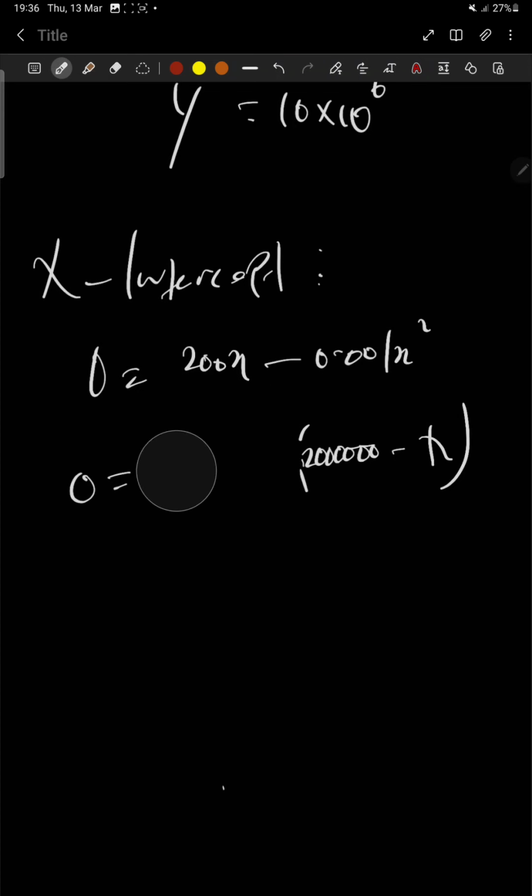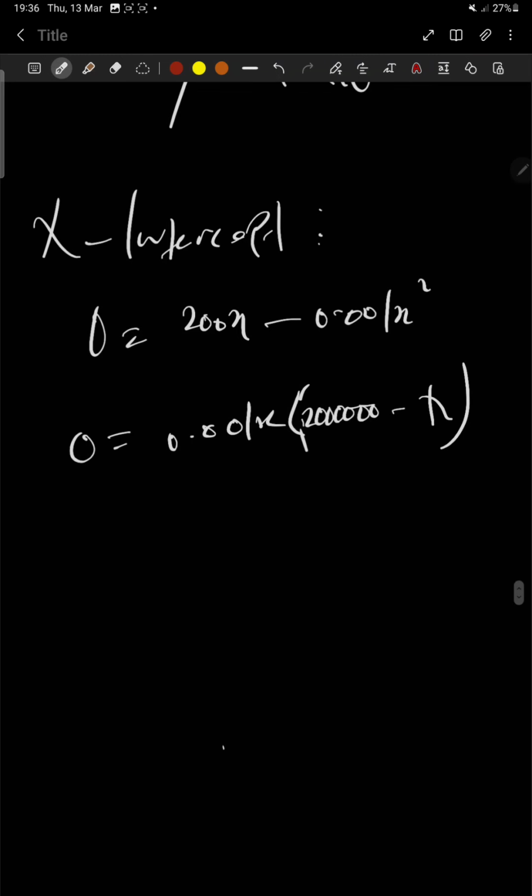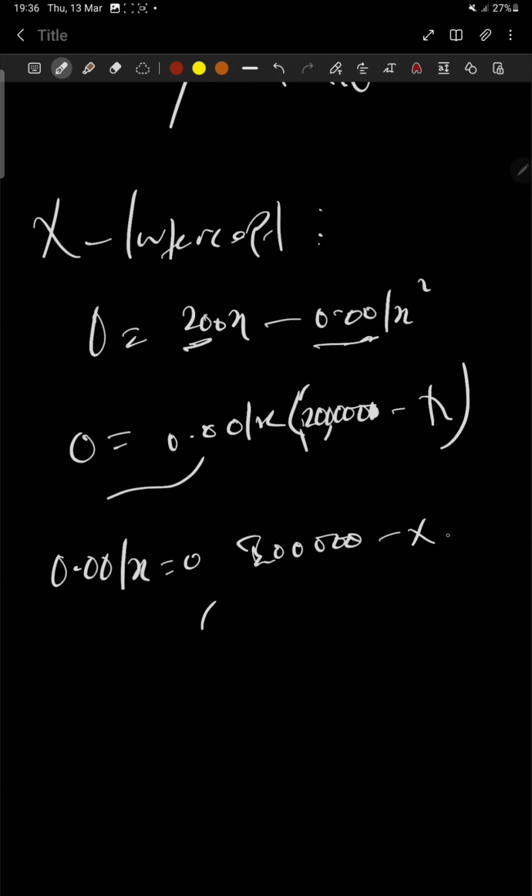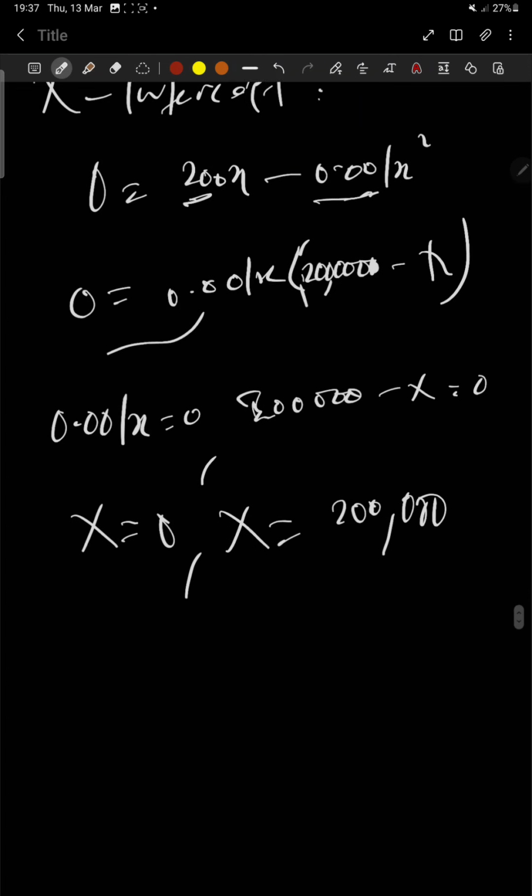So factorized, okay. Like that, we factorized. What is common is this one. We factorize it like we're dividing into there, and it will be 200,000. So I'll equate this to 0. So 0.001x is equal to 0, and 200,000 minus x is equal to 0. So x is equal to 0 and x is equal to 200,000. So guys, these are our x intercepts.